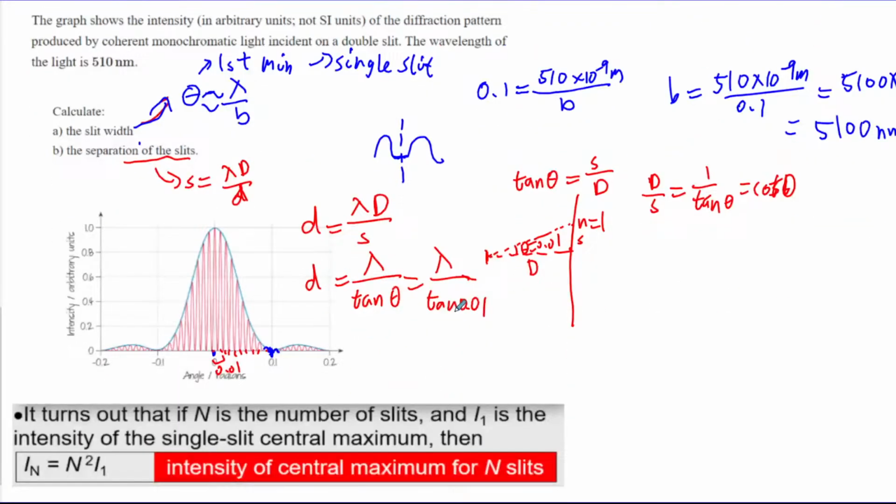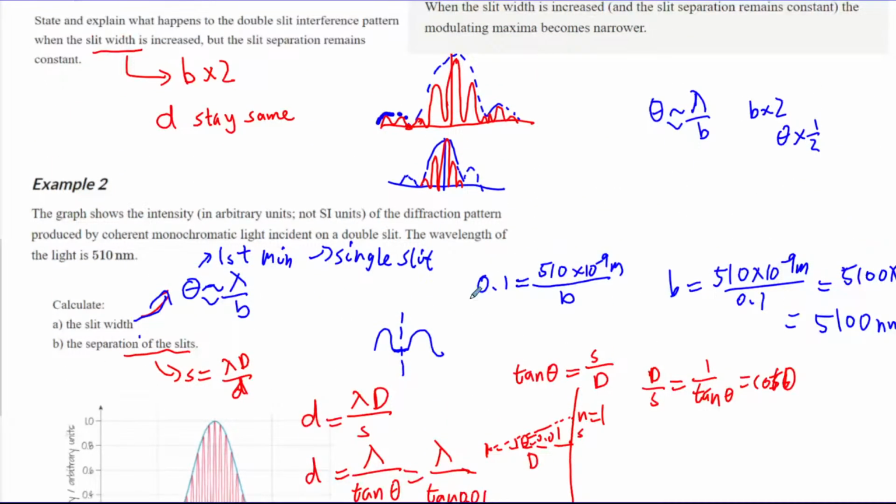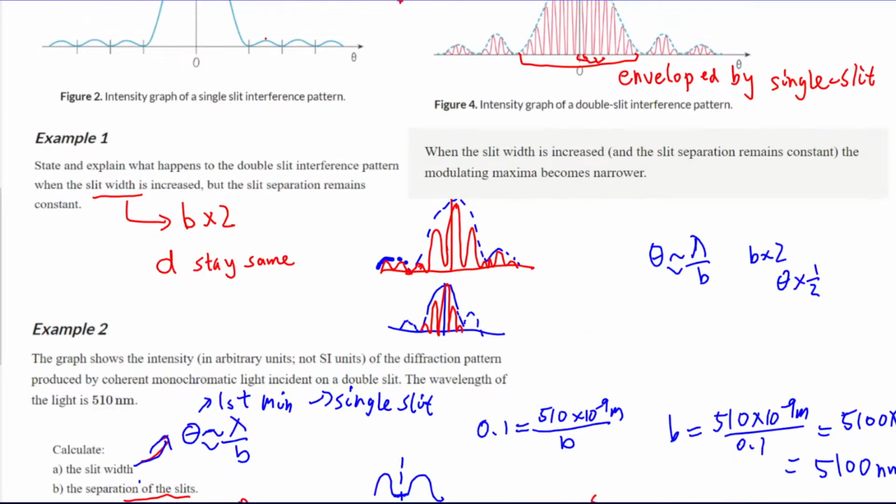And there is double slit interference. That's part of 9.2.